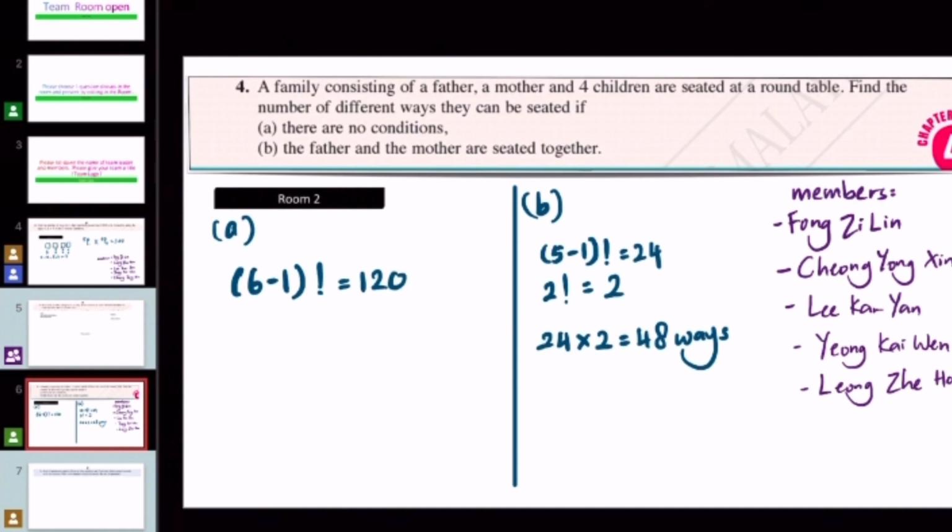Alright, so that is about question 7, about a round or circle permutation, circular permutation. So remember, it's n minus 1 factorial divided by n, right?